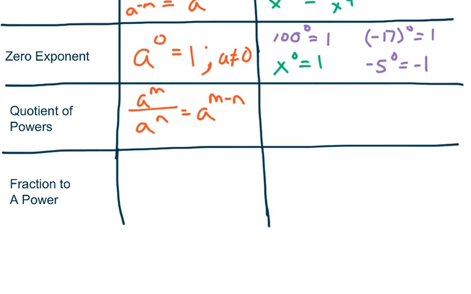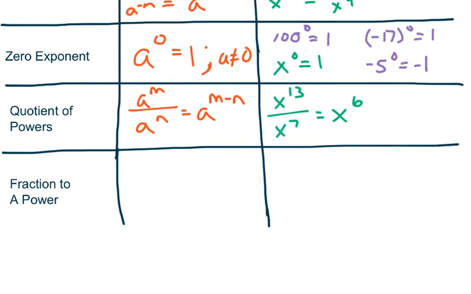So if we had an example, I'll just give you one with variables because you're going to see it that way most often. If you have x to the 13th over x to the 7th, this becomes x to the 6th. So take 13 minus 7 to get 6.